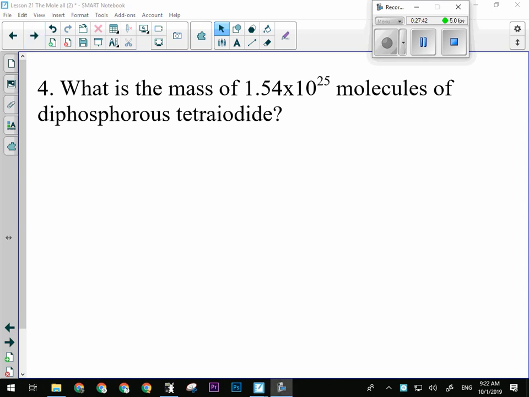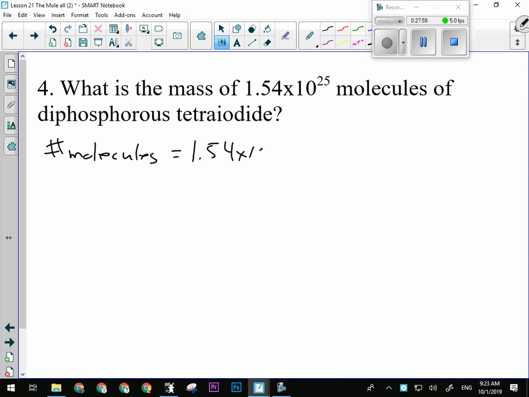So for number 4 here, what's the mass of 1.54 times 10 to the 25 molecules? So way more than a mole this time. It's like exponentially more. So our number of molecules is known, 1.54 times 10 to the 25. We're looking for the mass, so we're looking for little m, and they tell us that it is diphosphorus tetraiodide.